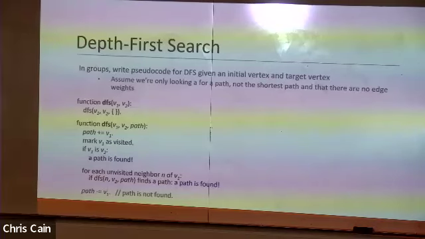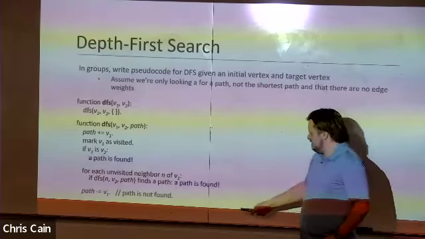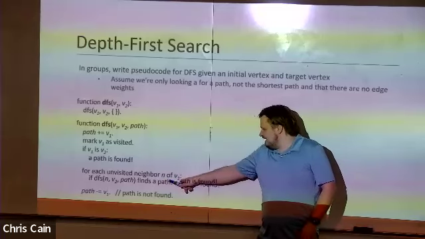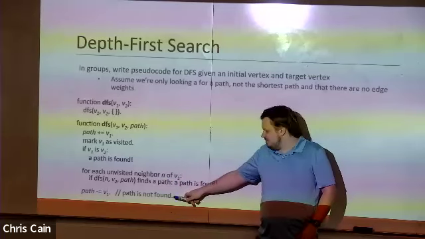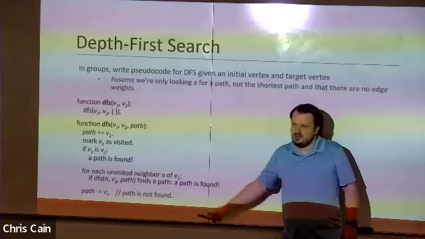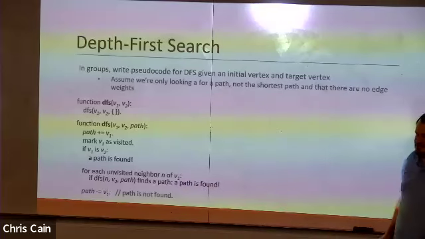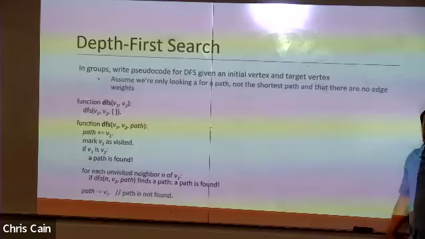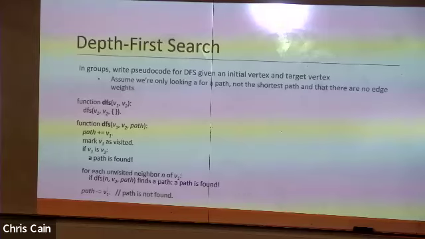Questions on this pseudocode? I guess there's one more line: if we go through all of the neighbors and we haven't found the path, then we know that the current node is not in the path, so we should take the node out of the path. Questions on the pseudocode? Does that make sense?